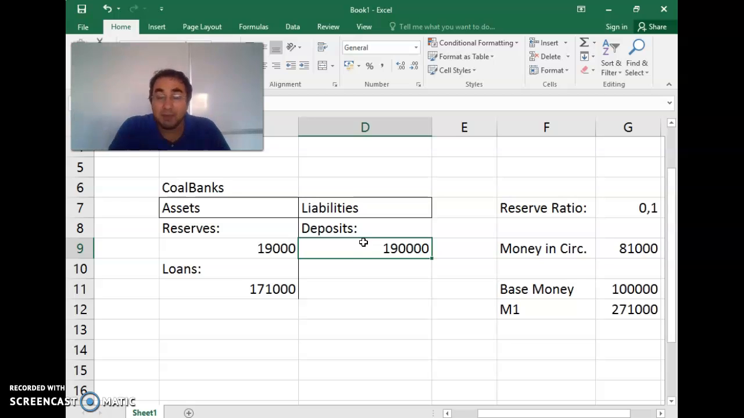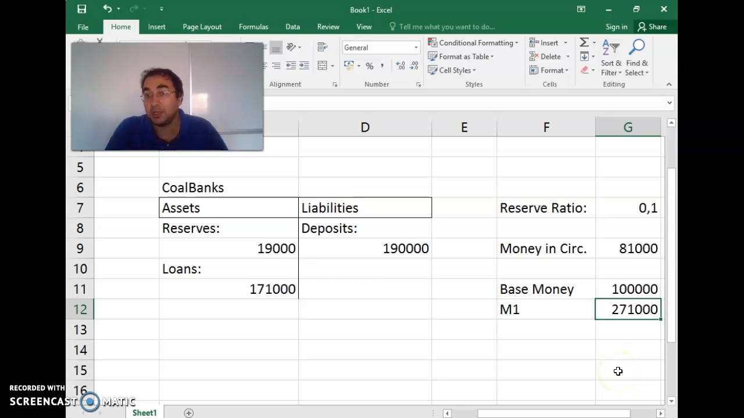Now, when we calculate the money supply, we have the deposits, which are $190,000, plus the money in circulation, which is $81,000. So our money supply has increased to $271,000. Now, this money might also be spent by the people who borrowed it, and then the new earners might also put the money into the deposits. And again, part of it will go to the reserves, part of it will go to loans, and the money creation process will continue.